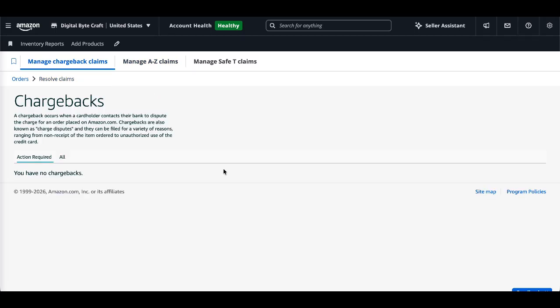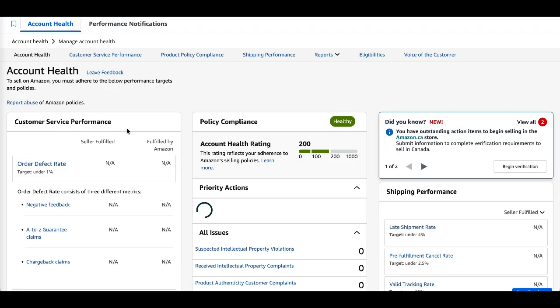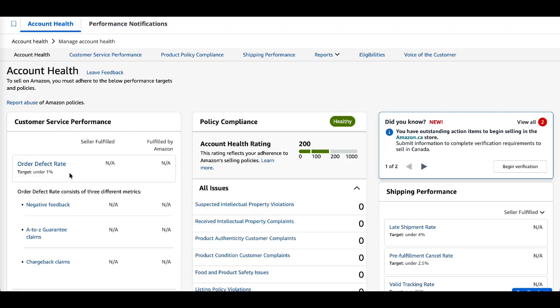Now managing chargebacks. Once you have a chargeback, all you have to do is provide the tracking number, the carrier, the actual date of shipment, and the address on which you have shipped the item. The more information you provide and the quicker you provide it, the better. Chargebacks are easily resolvable. So this was all the customer service performance side of the account health.